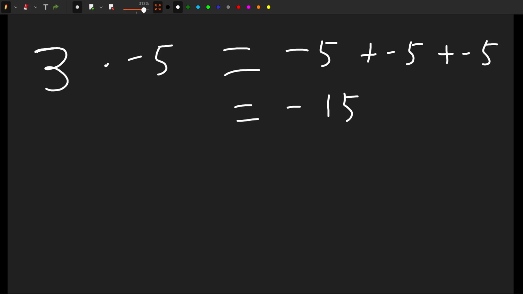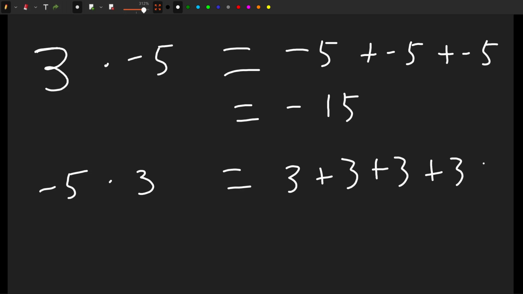Now, additionally, if we flip this around and we say, well, what's -5 times 3? Well, that would be 3 added 5 times, but then negative. So in this case, it's 3 plus 3 plus 3 plus 3 plus 3, which is 15, but then it's the negative of that. And so then we get -15 because we have -5. Okay.